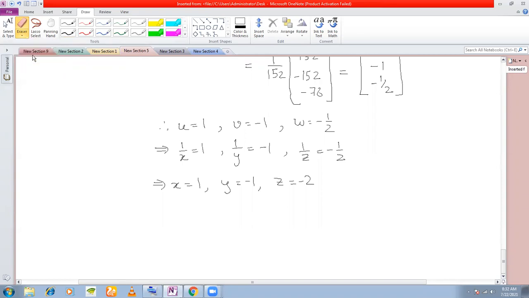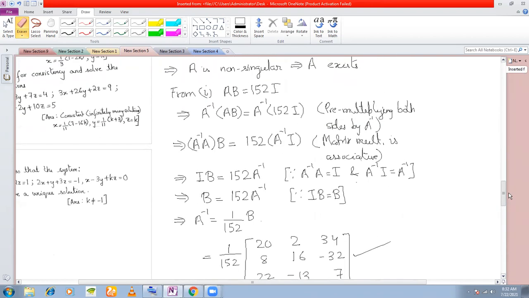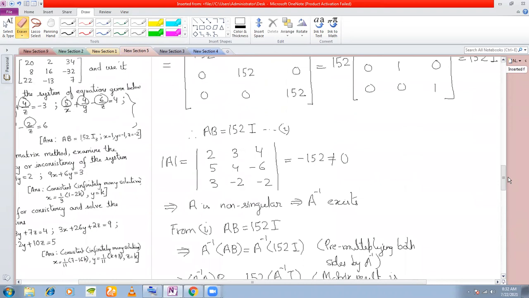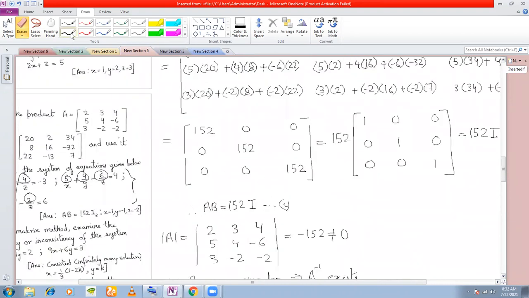Little lengthy, but the only difference from the other sums here was that we are finding A inverse by this relation, AB is equal to 152I. Instead of finding out the adjoint, we are finding out the A inverse with the help of this relation. That is why they told you in the beginning to find the product of these two matrices. We got 152I, so that we could use the product.